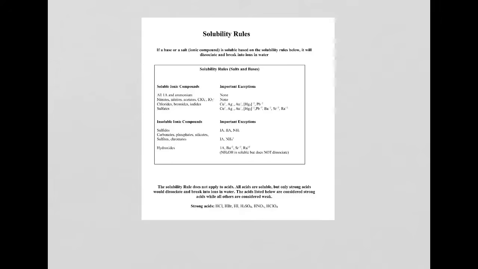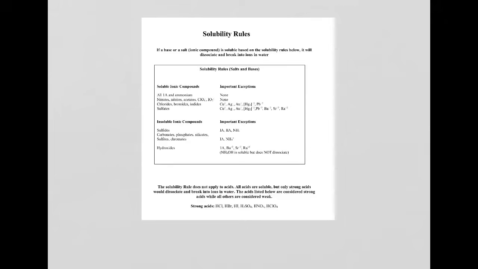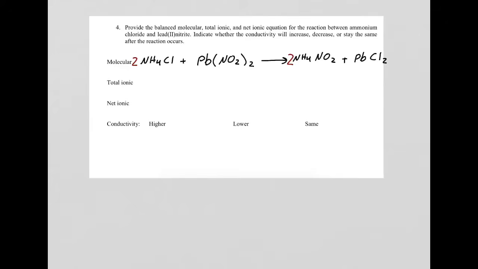Here are my solubility rules. The first one is ammonium chloride. What happens to ammonium chloride in water? I have a rule for chloride: chloride, bromide, iodide are soluble except if it's next to one of those, and ammonium is not one of them. So ammonium chloride is going to be soluble, it's going to break up.